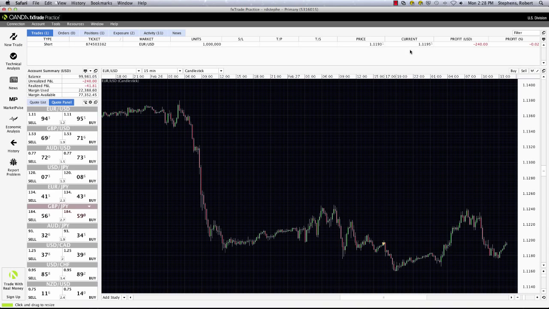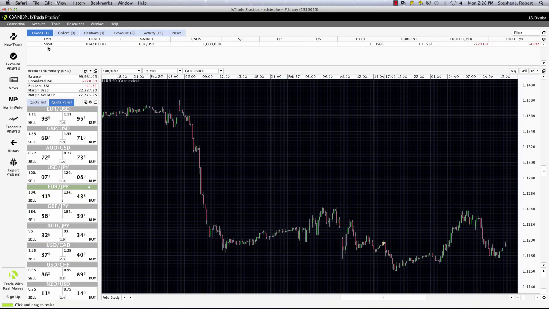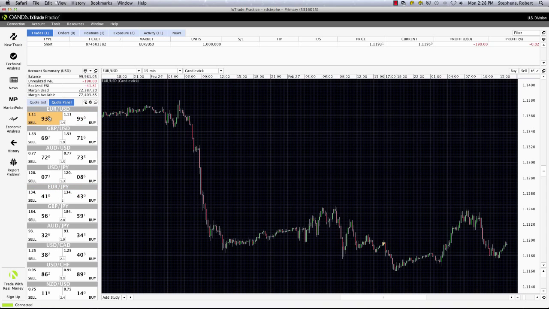I purchased it at $1.1193. So actually, when I say purchased it, I have to qualify that slightly, because you can be either short or long on a position. If you are short, it means that you sold it to begin with. If you are long, it means you bought it to begin with. So I sold euro-dollar at 111.93. That means I need to buy it back at a price lower than that to make a profit.